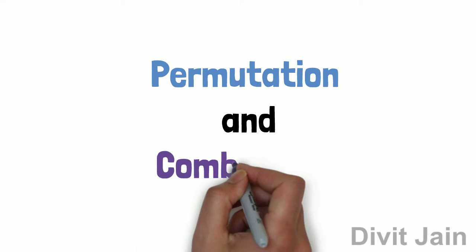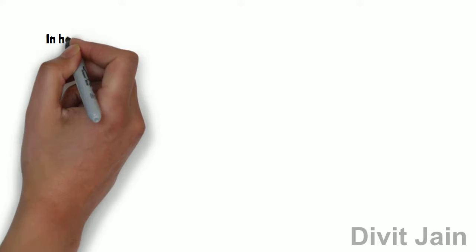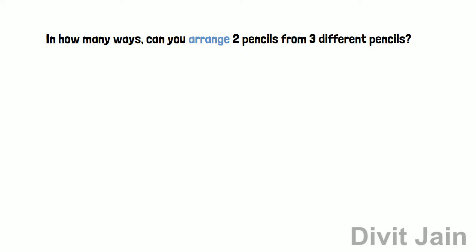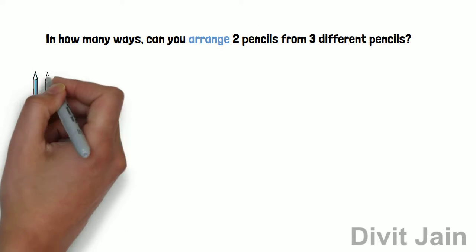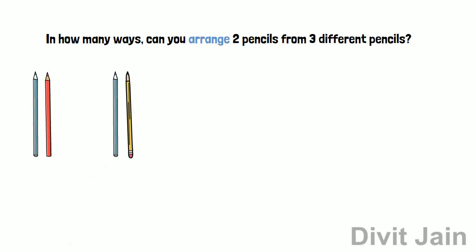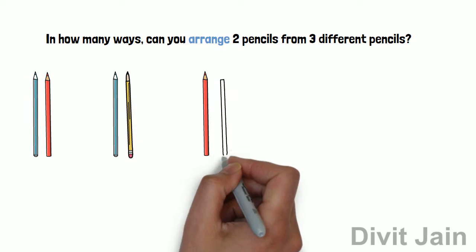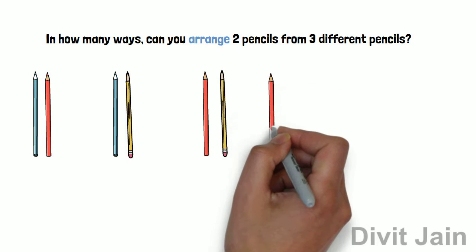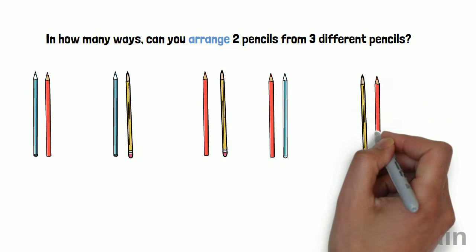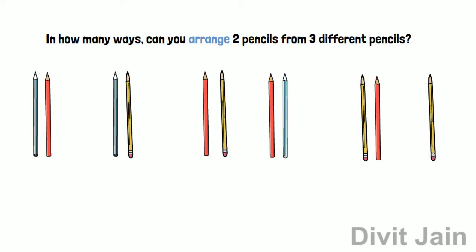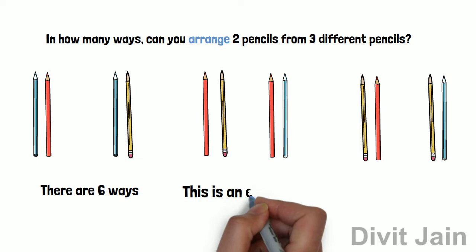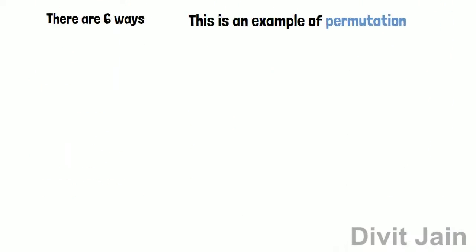Permutation and combination. In how many ways can you arrange two pencils from three different pencils? If the three pencils are of color red, blue and yellow, we can arrange them as blue, red; blue, yellow; red, yellow; red, blue; yellow, red; and yellow, blue. There are 6 ways. This is an example of permutation.